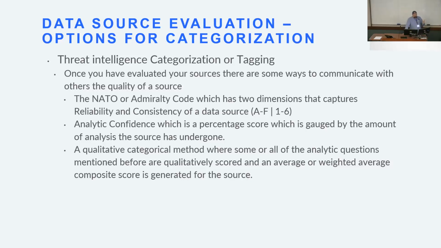So how many questions have you asked about that data? That would turn it into a percentage score, which is how much work you've put into verifying it. You could do a qualitative categorical method where you go through the dimensions of quality that I mentioned earlier, give each a rating of 1 to 5, and then generate some type of weighted average or average. Maybe that would give you a good internal score on log data or threat intelligence data, so you could evaluate which source is better than the other.